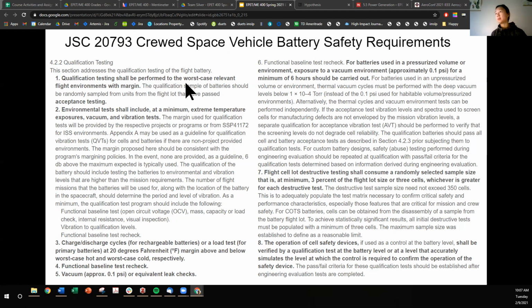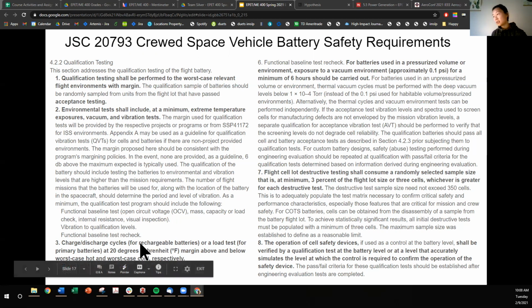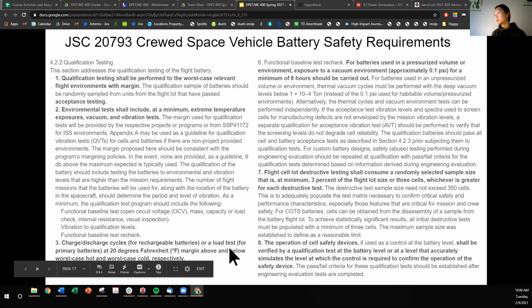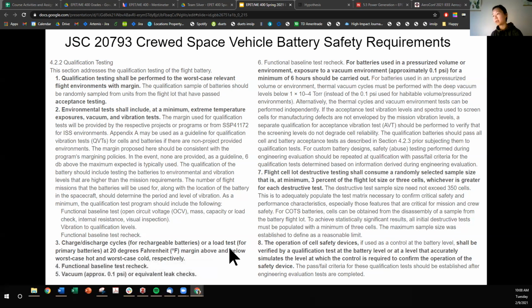Qualification testing shall be performed to the worst case relevant flight environments with margin. Environmental tests shall include at minimum extreme temperature exposures, vacuum, and vibration tests. Charge and discharge cycles or a load test at 20 degrees Fahrenheit above and below worst case hot and worst case cold. After that, you do a functional baseline check after doing these environmental checks.